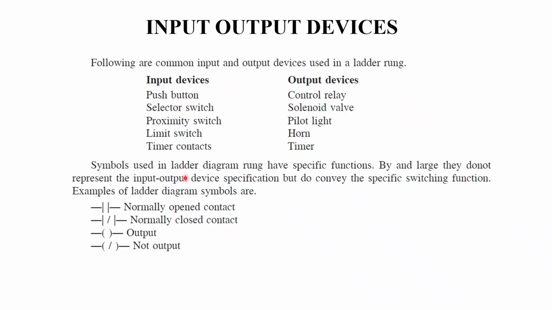Symbols used in the ladder rungs have specific functions. By and large, they do not represent the input or output device specification but do convey the specific switching function. For example, this symbol is a normally open contact, and if you have a bar between the two, it represents a normally closed contact. Inputs are always represented like a switch and outputs are represented like a coil. This is a normally open coil, and if you have a bar in between, it is a no output. This represents the input and output devices used in the ladder rung.